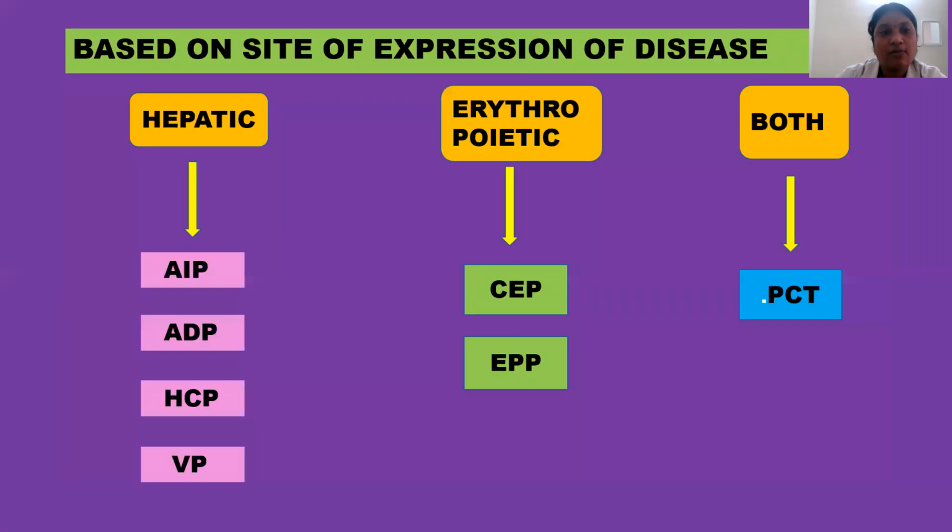So how do you classify porphyria? Based on the site of expression, that is, where does the porphyrin get accumulated? Based on that, we can divide porphyria into hepatic, erythropoietic, and having both the components, hepatic and erythropoietic. Under hepatic, it will come acute intermittent porphyria, hereditary coproporphyria, variegate porphyria, ALA dehydratase porphyria. Under erythropoietic, congenital erythropoietic porphyria or erythropoietic protoporphyria, and both, porphyria cutanea tarda.